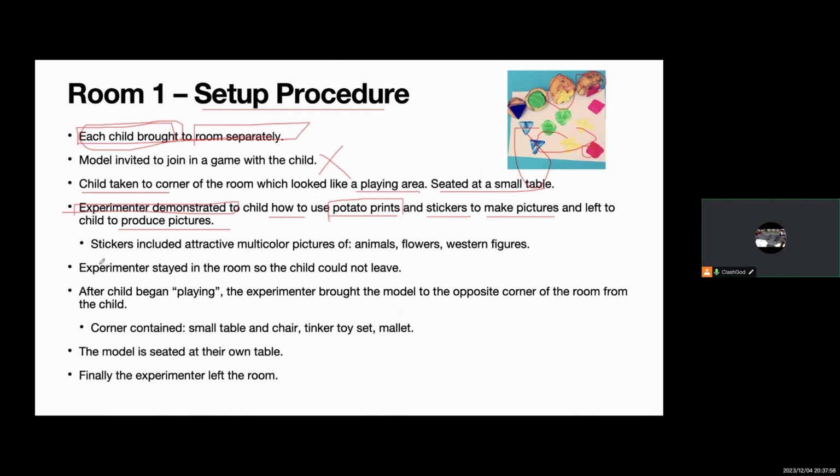You also need to know this detail. They might ask you this, they might not, but it's not that important, but you should keep it in mind. So what do the stickers include? They include attractive multicolored pictures of animals, flowers, and famous Western figures. So just remember animals, flowers, Western figures. There's not much technique here, just broad memorization.